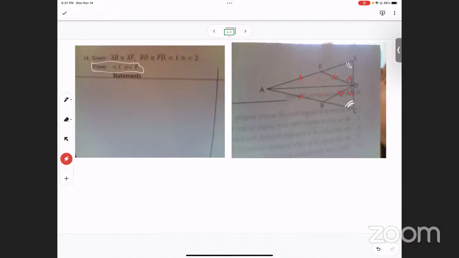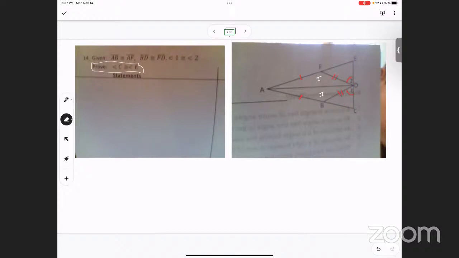Triangle Roman numeral 1, let's say, is congruent to triangle Roman numeral 2. You can name them correctly, but you get what I'm saying. And then because of that, okay, good. I'm going to erase these so we don't get confused by that.